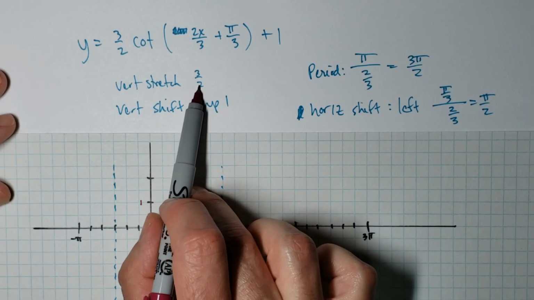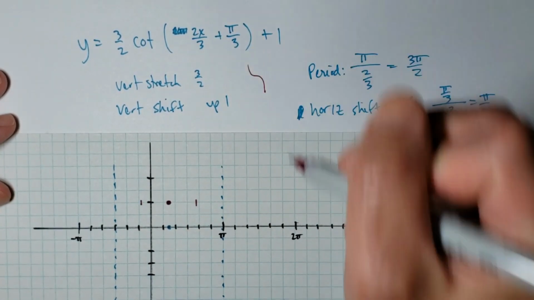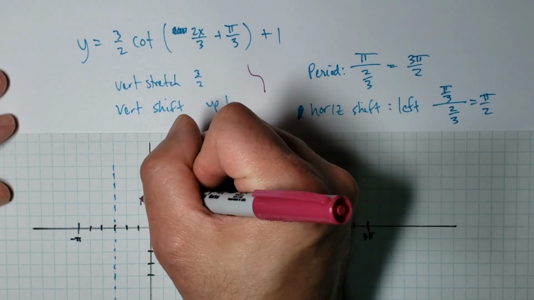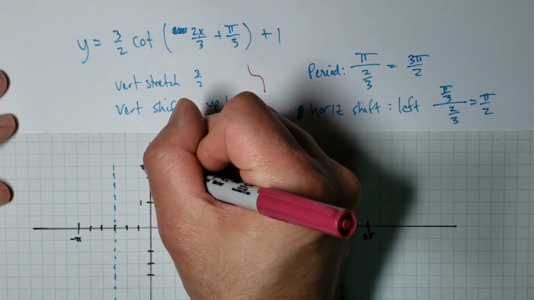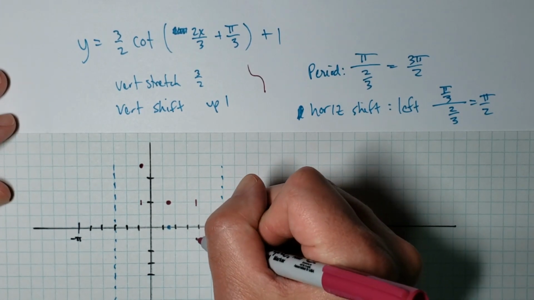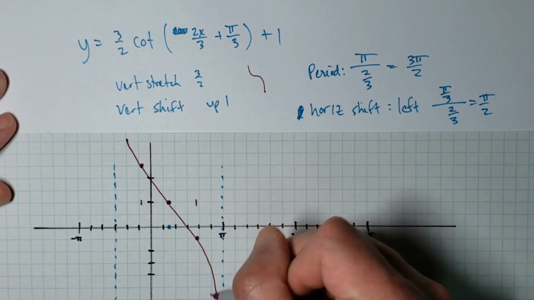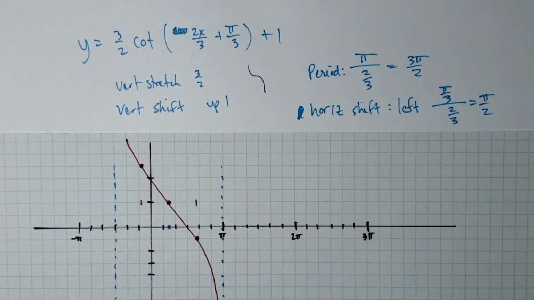And because there's a vertical stretch of 3/2, and we know that it goes like this because it's positive, I've got to go up 3/2, which is going to be right around there. Down 3/2, which is going to be right around there. And then I can draw my curve, which looks very straight going through here, but it does curve. And that is how you draw a cotangent graph.